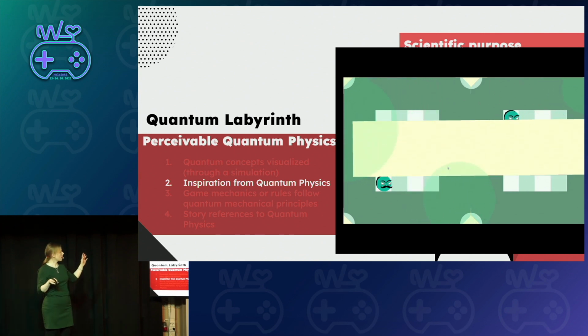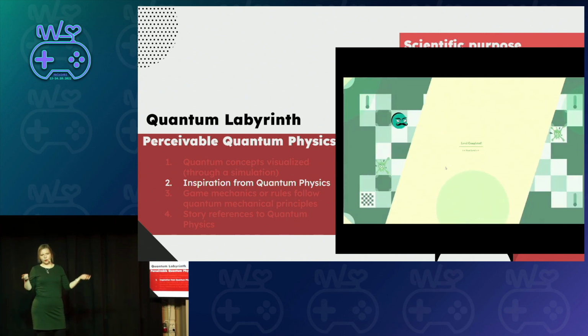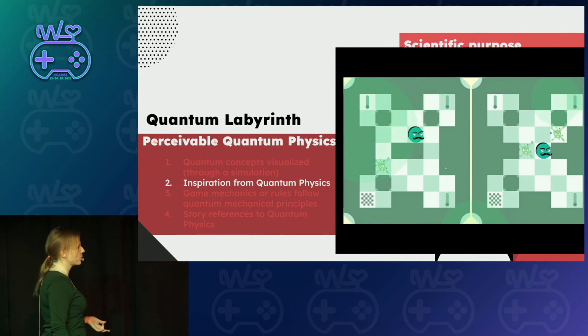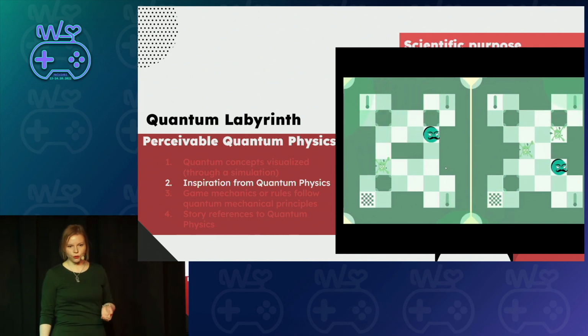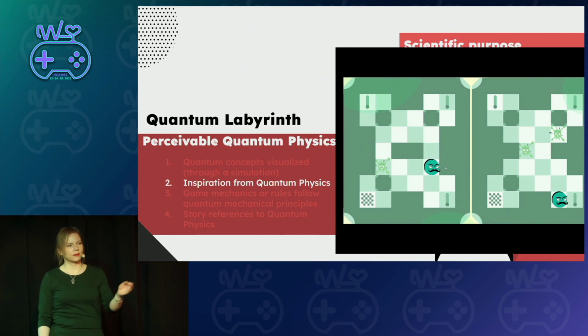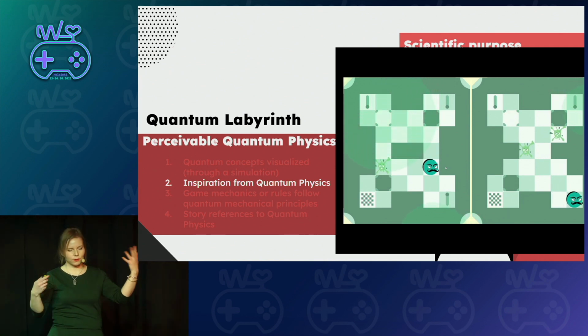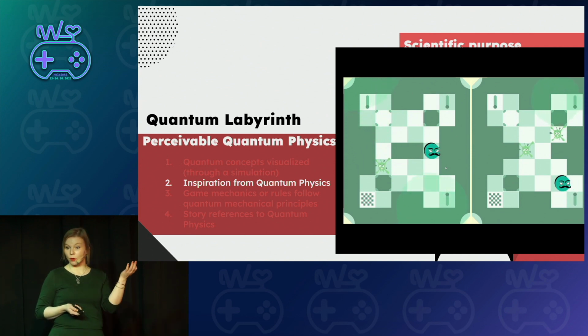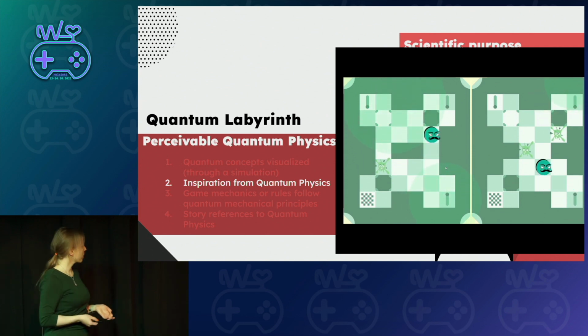Sometimes characters having two selves on the screen might refer to quantum superposition. So a particle having several different waves of being, in a way. Might be both 0 and 1 at the same time, for example. So there are a lot of games that inspire from quantum physics.